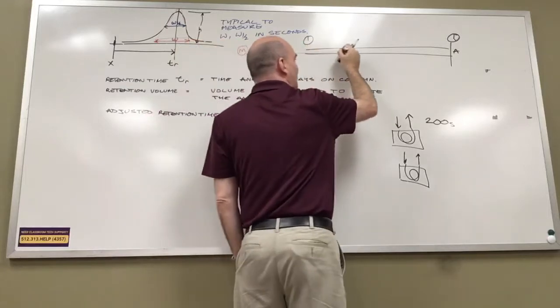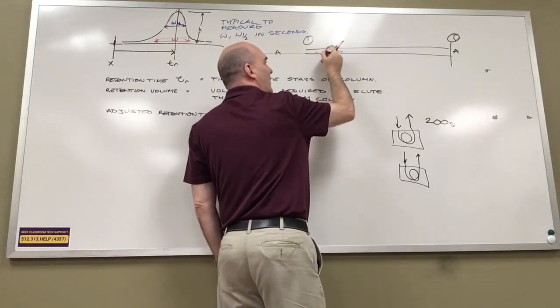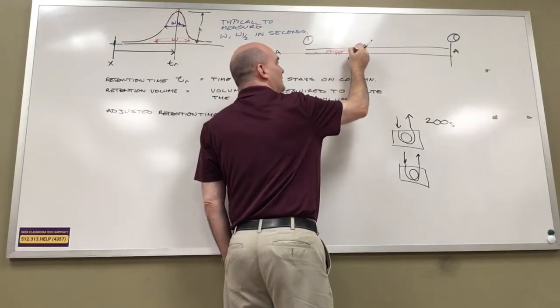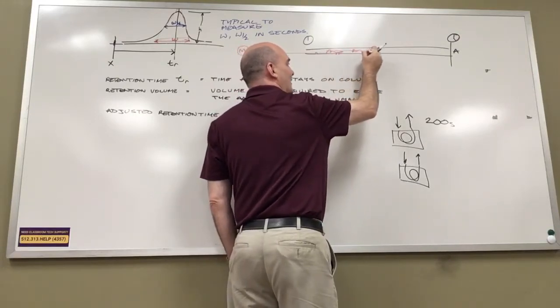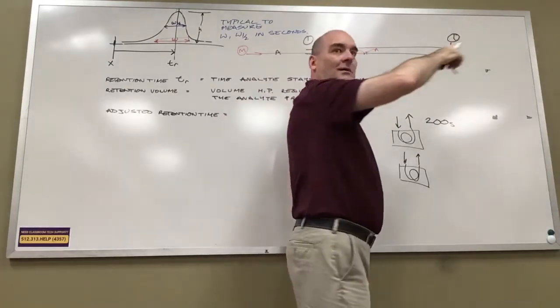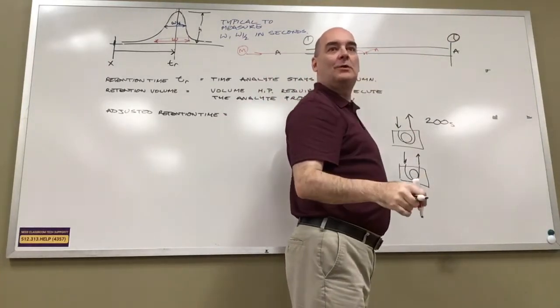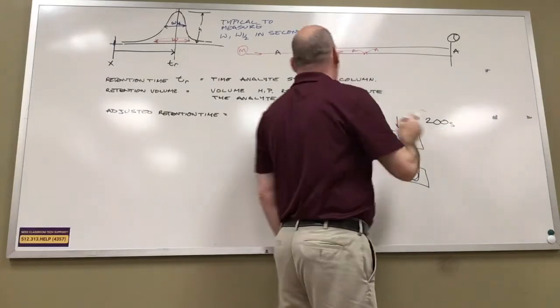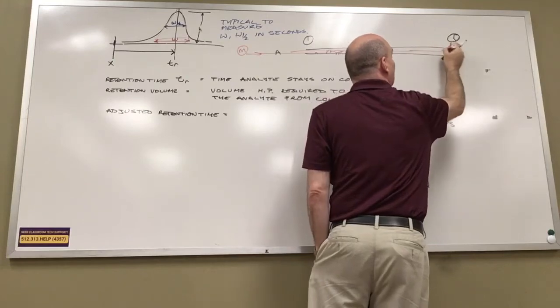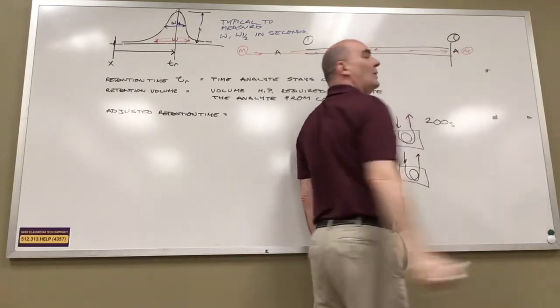It is being pushed. Now the A sticks to the column and then jumps back into the stream and then sticks to the column and jumps back into the stream, or if it's a packed column, zigzags its way through. But M just passes straight through. I need to know what that time is.